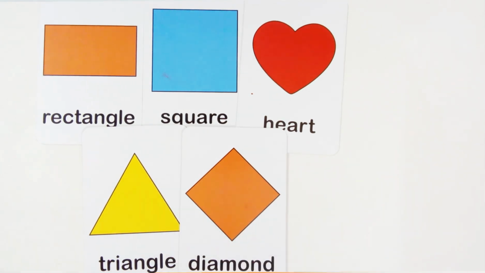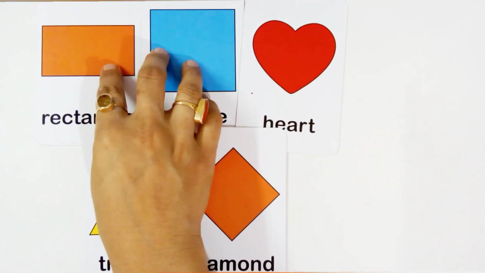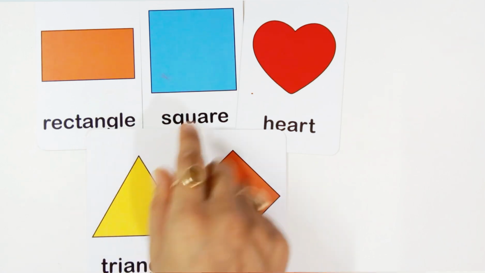D for diamond, D-I-A-M-O-N-D diamond. This is diamond shape.